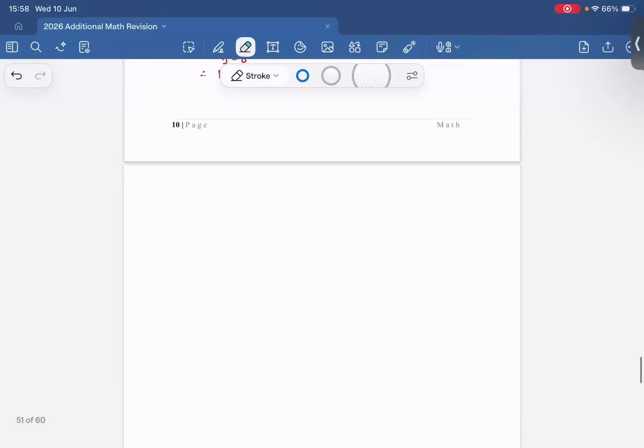So first, trigonometry is a super big part, so I can only go through a little bit. The first part of trigonometry is your quadrants and basic angle. So you must know what is a basic angle.